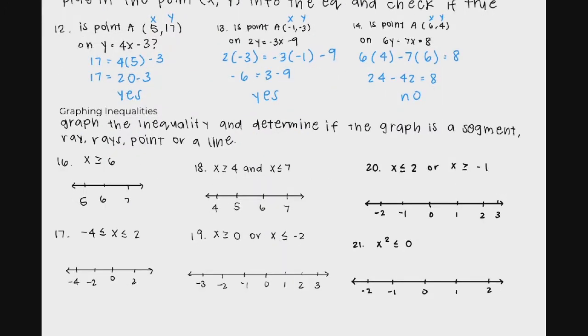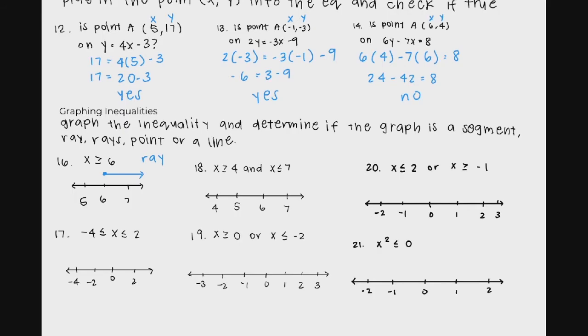Okay, the last section: graph the inequality and determine if the graph is a segment, ray, point, or a line. So for the first example, we have x is greater than or equal to 6. The numbers that would make this true are any number that's bigger than 6. So at 6 we're going to have a point, and we're going to shade to the right. If you draw this out, it'll look like a ray.